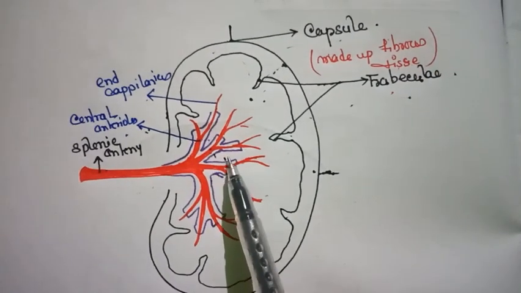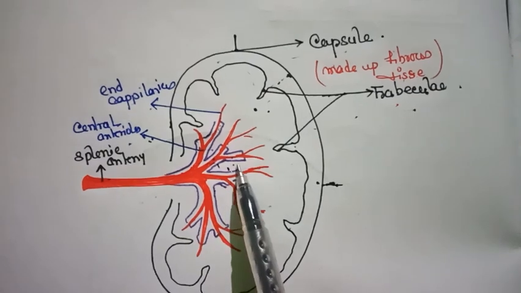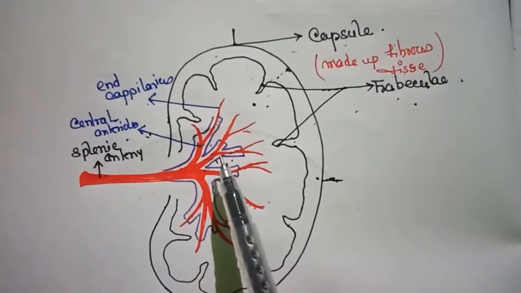Surrounding the arteries in the spleen, there is lymphoid tissue. This lymphoid tissue is called the periarterial lymphatic sheath.